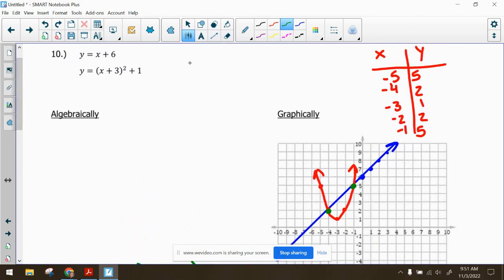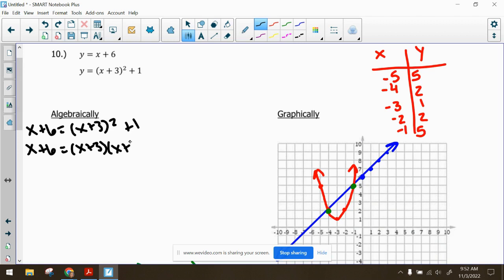This one will be a little bit trickier because we do have that parentheses squared in there. So we will have to FOIL. So we're going to set x plus 6 equal to (x plus 3) squared plus 1. So I'm going to start by FOILing this out, which you will not have to do on the test, but it's good skills to practice. So that's like we multiply x plus 3 by itself, which will eventually give me x squared plus 6x plus 9. I bring down that plus 1.